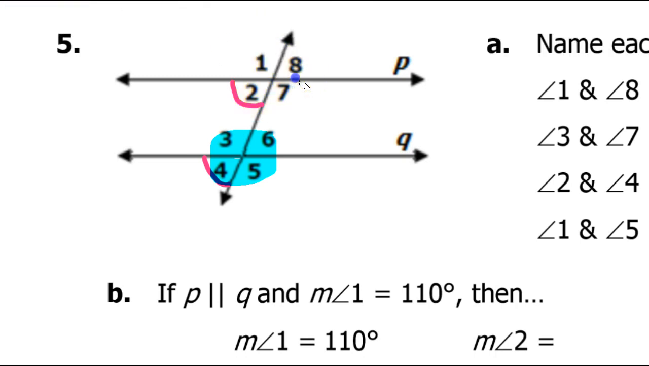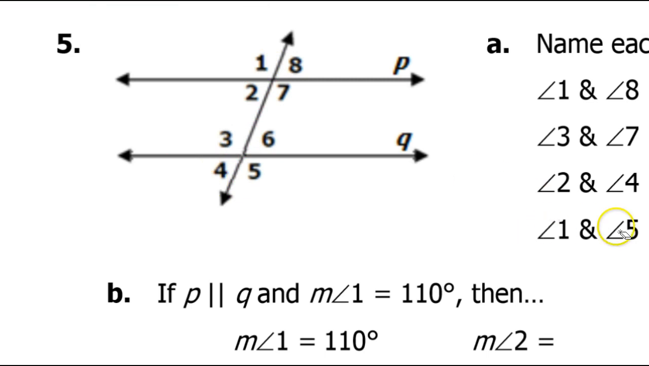Sometimes we talk about the letter F. If you can make the letter F out of the angles, stretch your imagination and see the F that I'm drawing. Of course it's backwards, but that's okay. If you can draw the letter F and the two angles are in the corners of the F, then those are corresponding angles. It's another way to look at it.